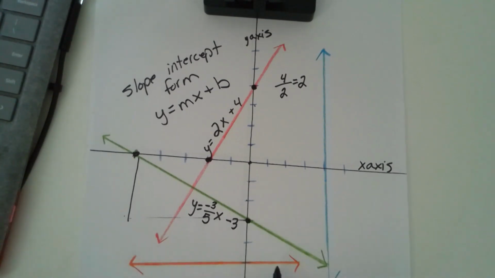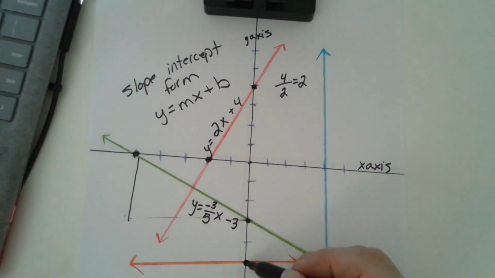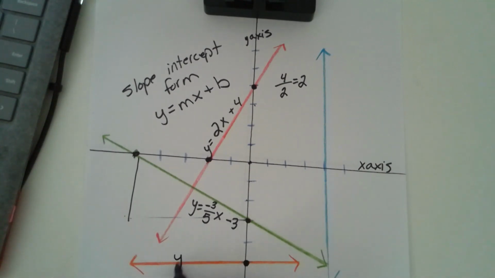This orange one down here, here's our y-intercept. We intercept at 1, 2, 3, 4, 5, negative 5. And notice our slope, our rise over run. We have no rise. It doesn't go up at all. So our slope is 0. So we would have 0x minus 5.